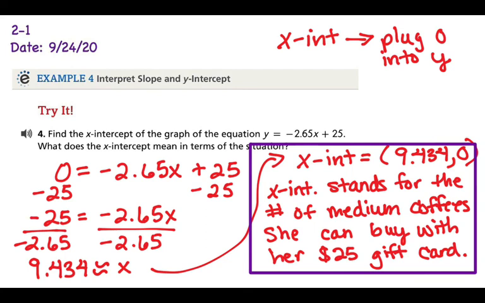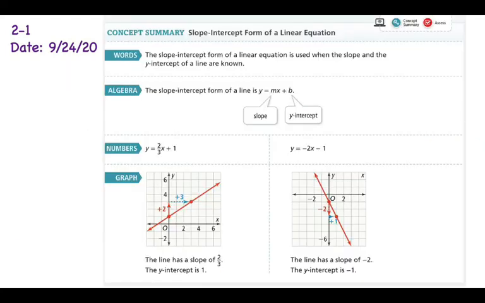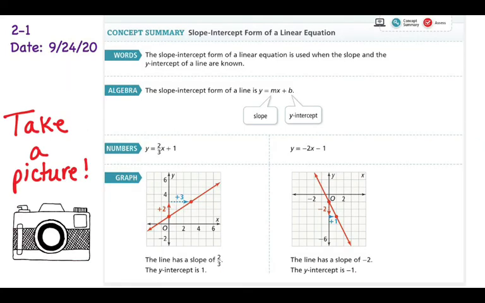All right, and now we have our concept summary. Go ahead and take a picture of this and make sure that it's in your notes. So let's go over it really quick. The slope-intercept form of a linear equation is used when the slope and the y-intercept of a line are known. The slope-intercept form of a line is y equals mx plus b, where m is the slope and b is your y-intercept. And then they gave you 2 examples.